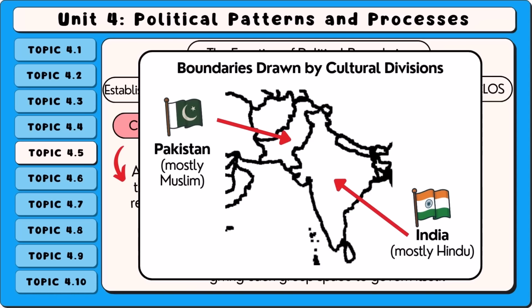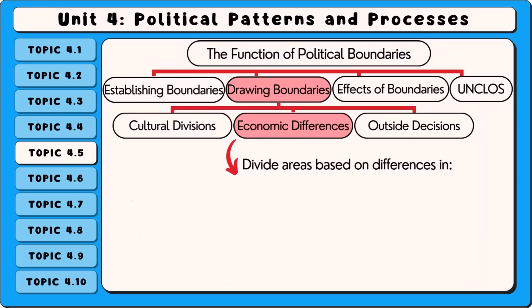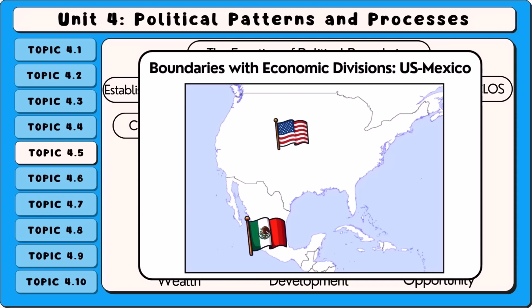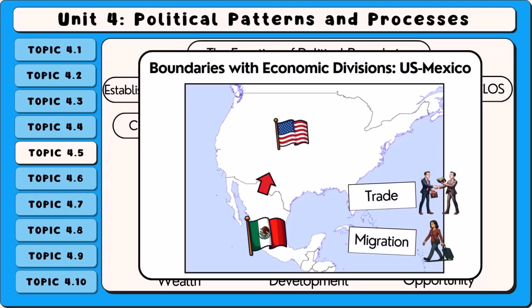For example, in the previous lesson, we saw how the consequent boundary between India and Pakistan was drawn along religious lines. Next are economic boundaries, which divide areas based on differences in wealth, development, or opportunity. For example, the US-Mexico border separates 2 countries with different economic systems. This difference causes high levels of migration and debate over trade, labor, and security.